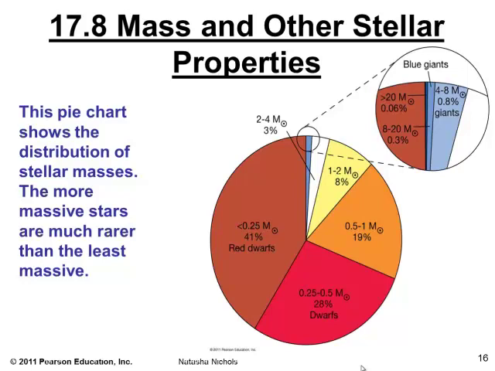28% are dwarfs. 19% are close to the solar mass, so they fall on the main sequence. 8% are 1 to 2 solar masses. And notice how the smallest of all are the giants.